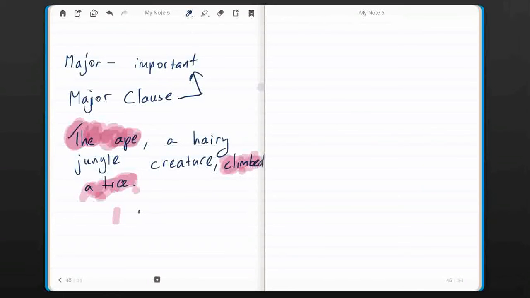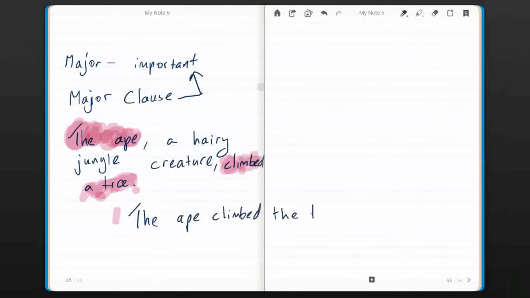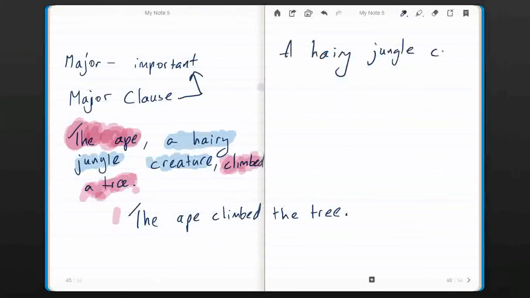Okay, so the ape climbed the tree. It makes perfect sense. However, we don't have the detail we might want. Okay, so the detail is the best bit because it gives people the chance to imagine what's happening. So the detail here is a hairy jungle creature. The detail, if you just took that out, would that make sense? Just having a sentence, a hairy jungle creature with a capital letter and full stop on its own? No, that wouldn't make sense. It would have good punctuation, but it wouldn't make sense.